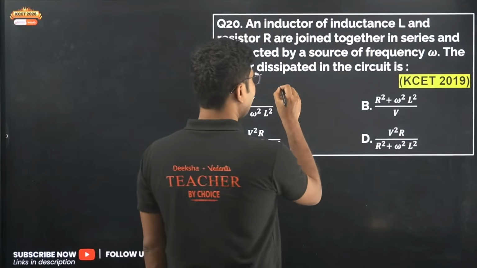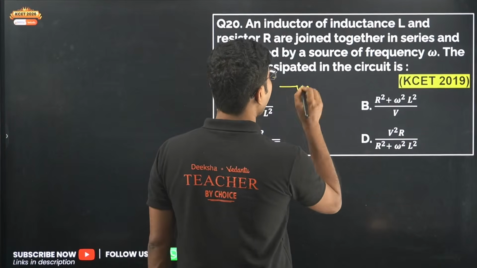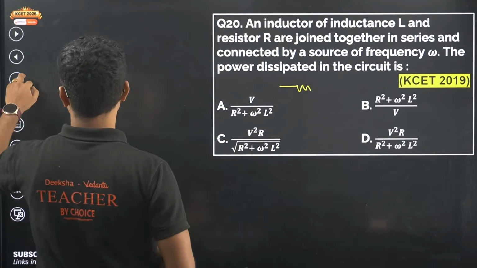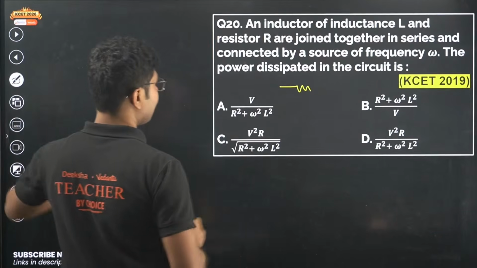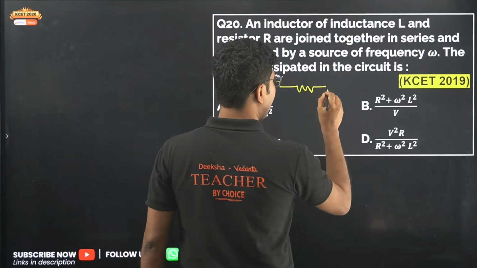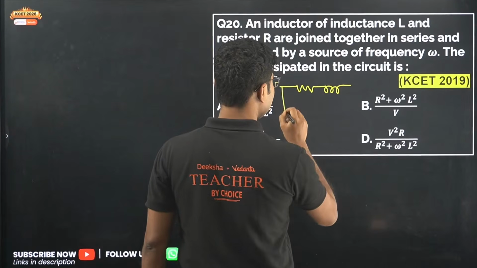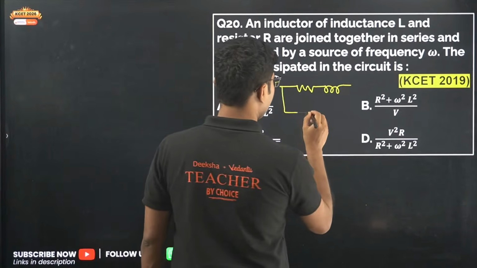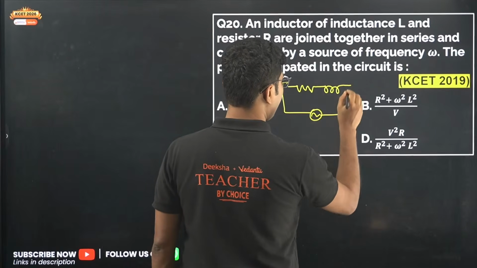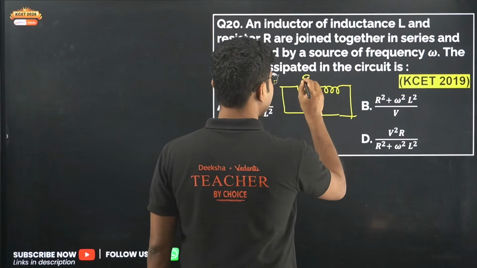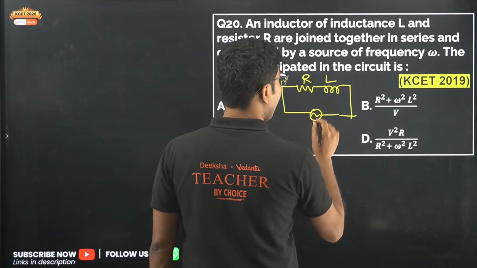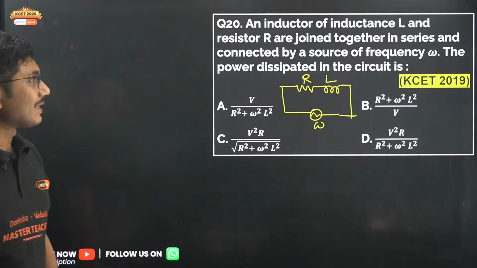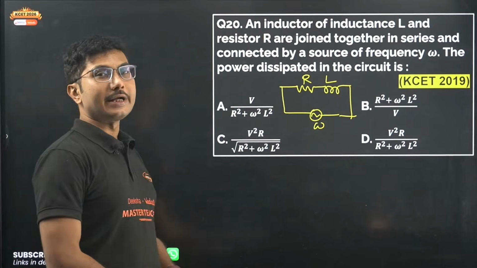So here we have one resistor and one inductor, connected in series, and connected to a source of frequency omega. So here we have a source, resistance R, inductance L, and angular frequency omega. They ask you what the power dissipated in the circuit is.